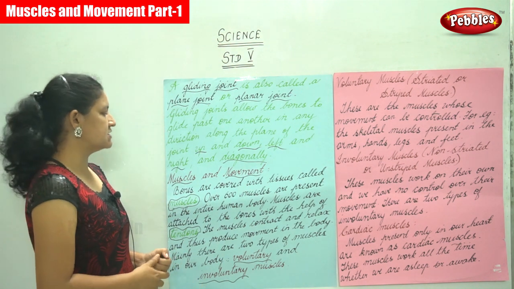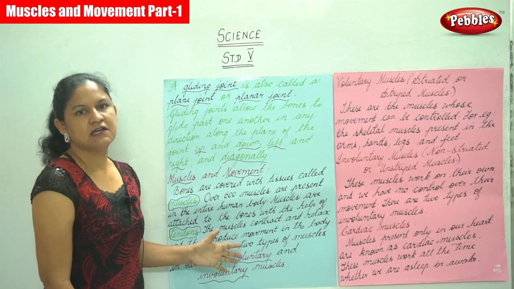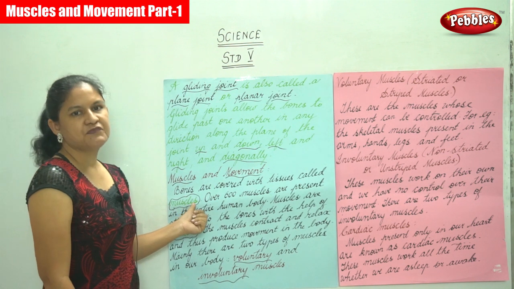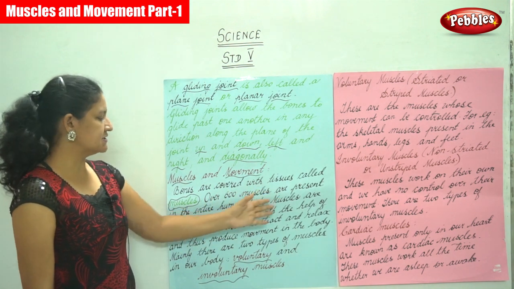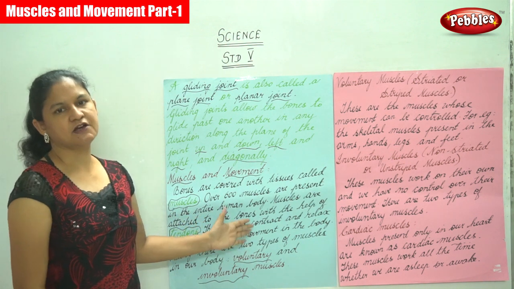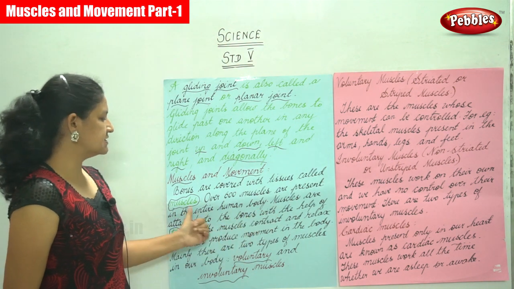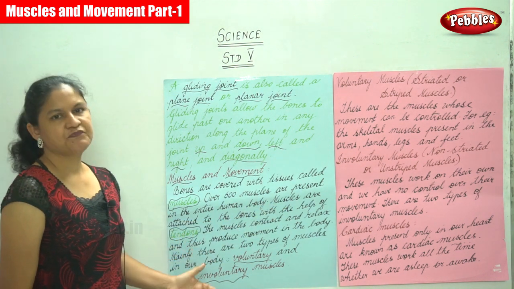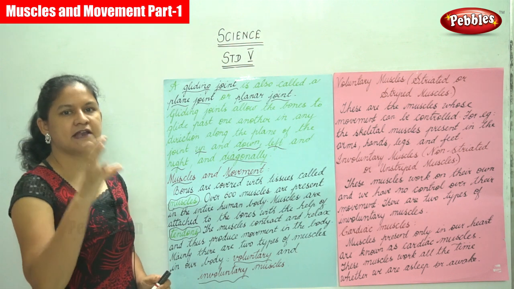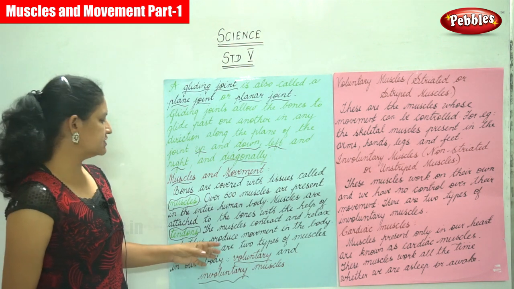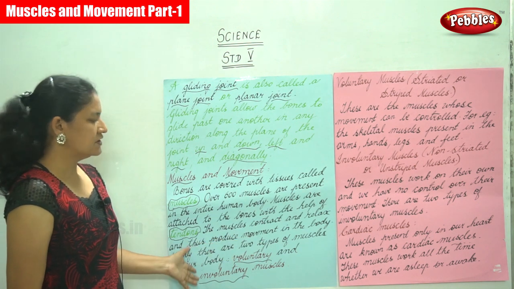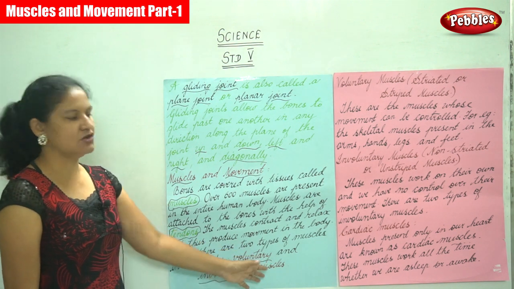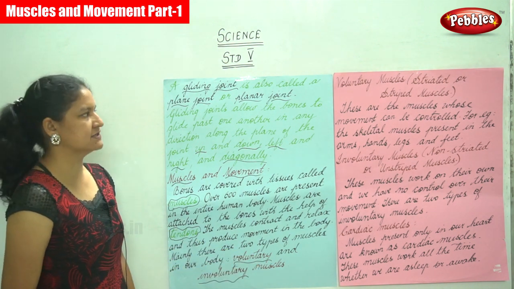So talking about the muscles and the movement, we see that the bones are covered with tissues called muscles, and over 600 muscles are present in the entire human body. Muscles are attached to the bones with the help of the tendons. The muscles contract and relax and thus produce movement in the body. Mainly there are two types of muscles, your voluntary muscles and your involuntary muscles.